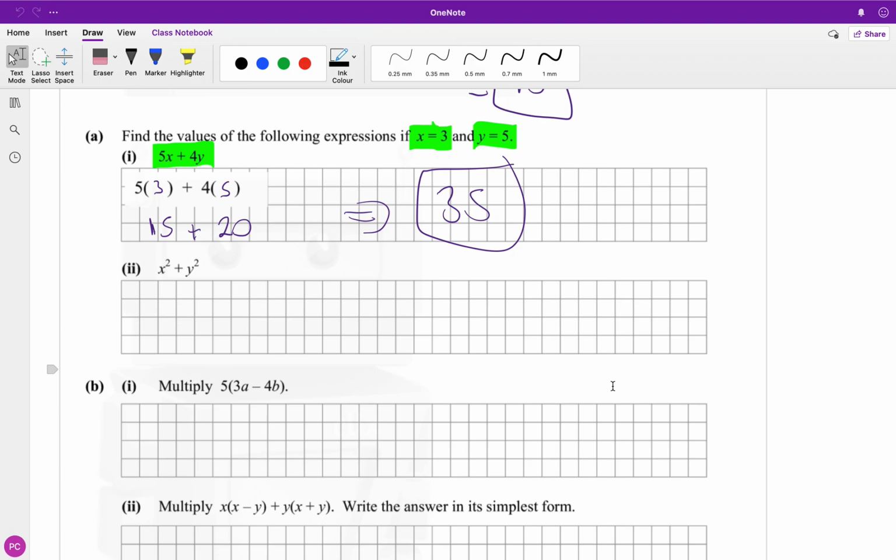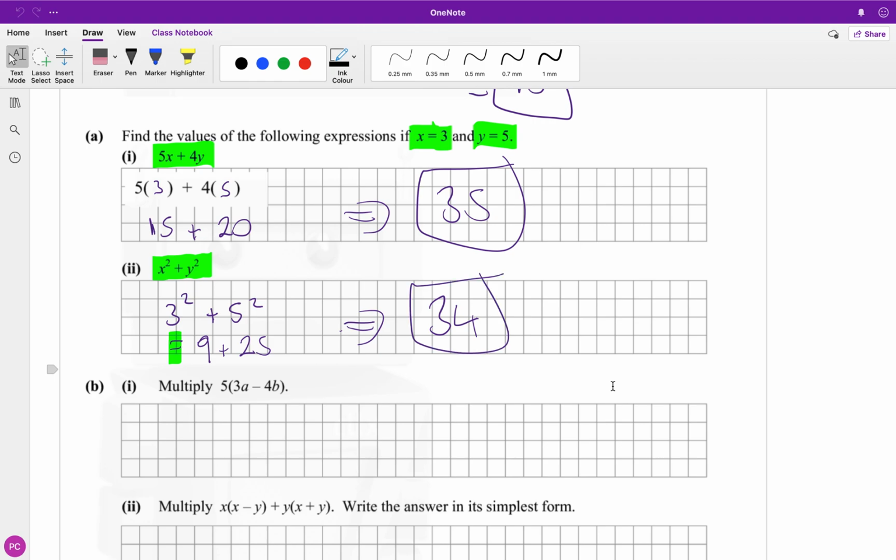Using the same numbers, x is 3 and y is 5, I'm going to write them in. We're going to end up with 3 squared plus 5 squared. You see there, they're giving us x squared plus y squared. So we're subbing in 3 for x and 5 for y. If you work that out, 3 squared is 9, 3 by 3, 9. Plus 5 squared, 5 by 5 is 25. So our answer is going to be 34.